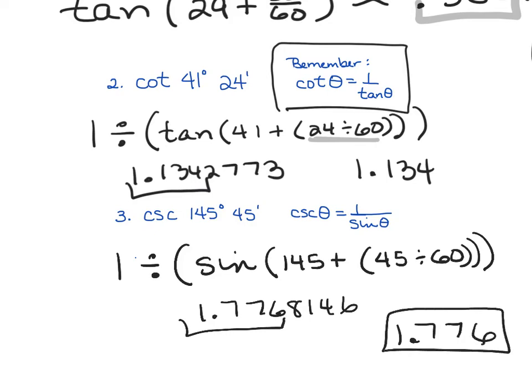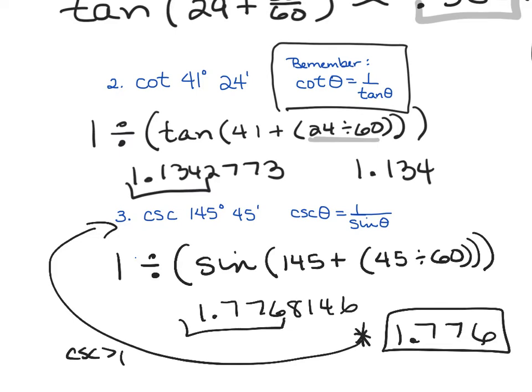1.776. Again, remember those values that sine and cosine had to be fractions, the reciprocals had to be greater than 1 or less than -1. So because my answer is greater than 1, this is reasonable. Because remember, we were calculating cosecant, and cosecant has to be greater than 1 or less than -1.